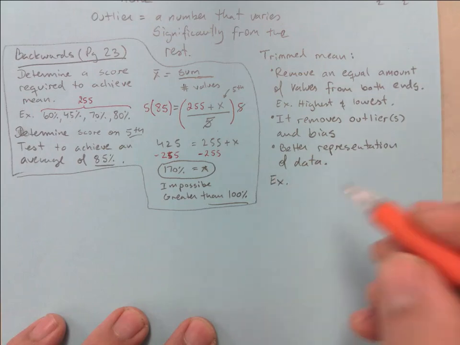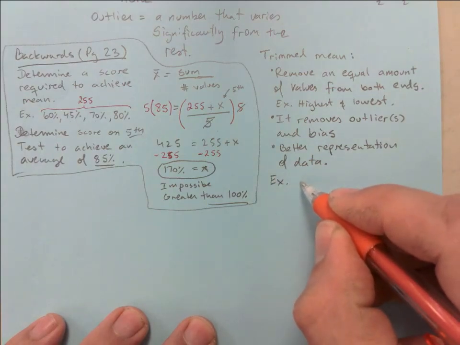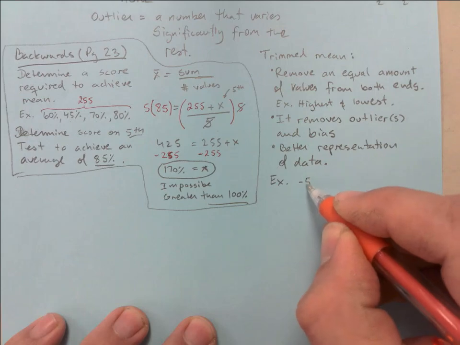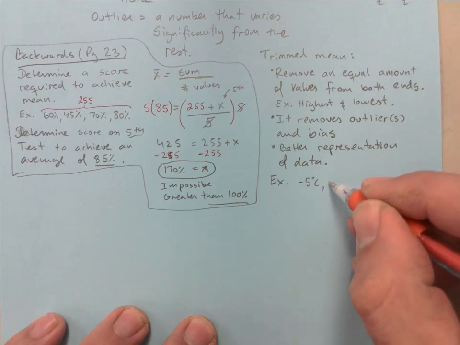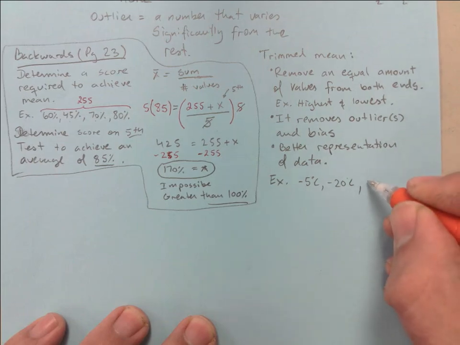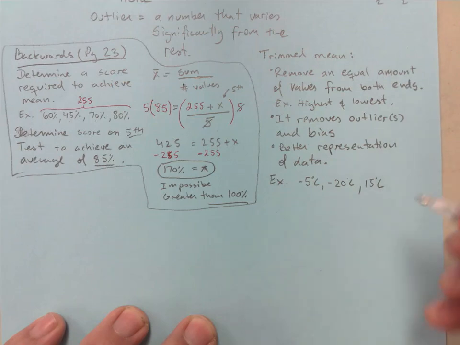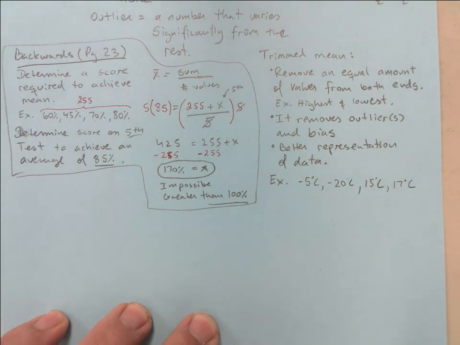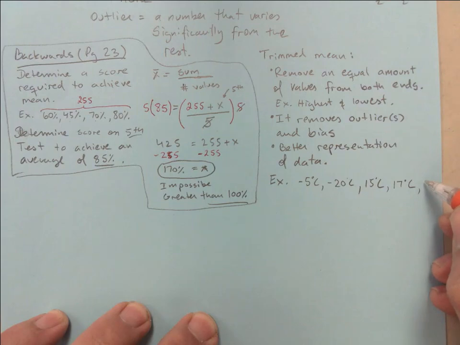Example, let's go with temperatures. I will already arrange them. Oh no, maybe I won't, right? -5 degrees Celsius, -20 degrees Celsius, 15 degrees Celsius, 17 degrees Celsius. One more. Let's go 40 degrees Celsius.